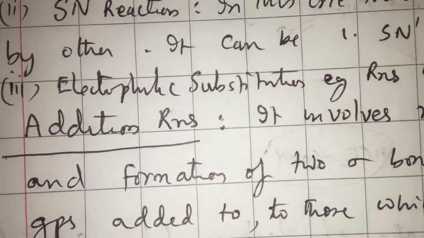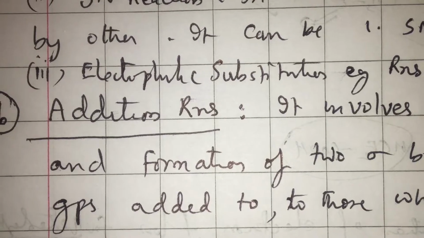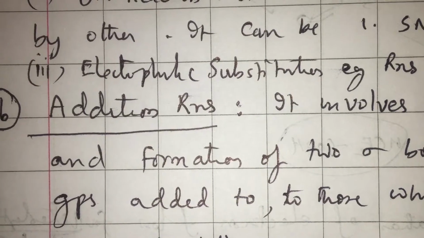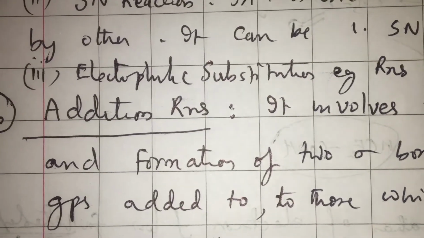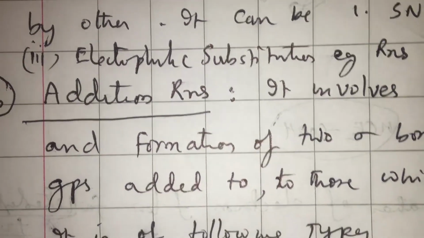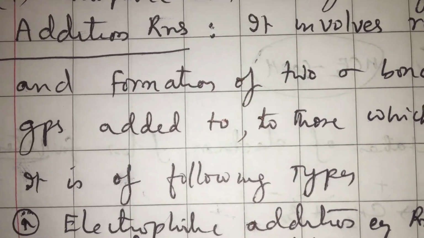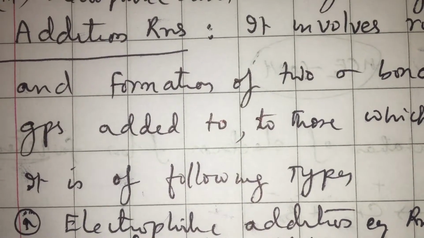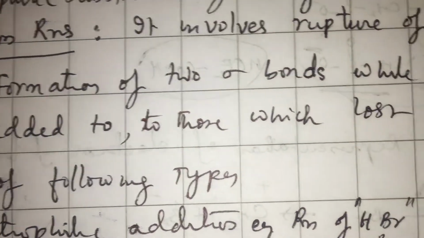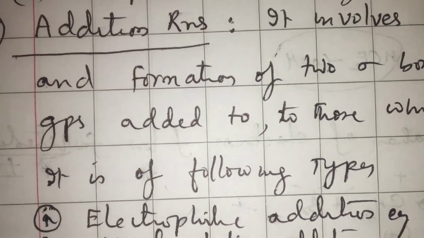For example, CH2 double bond CH2. When the pi bond is broken, first carbon binds with H, second carbon binds with Br, then it is called addition reaction. This addition reaction converts an unsaturated compound into saturated compound. Now, this addition reaction can be electrophilic addition. The speed of the reaction depends on the attack of electrophile, that is a positively charged species. For example, a reaction of HBr with alkene is called electrophilic addition.